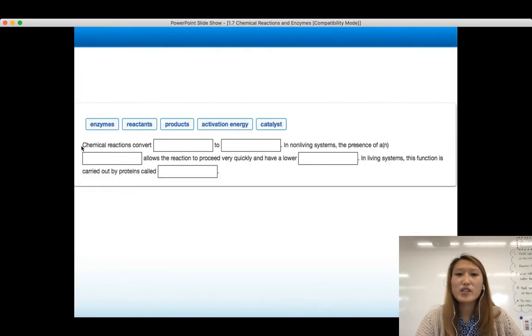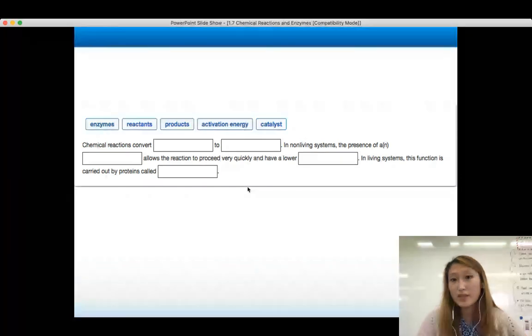You can look at some questions now. Chemical reactions convert what to what? Think about it, can you answer that? In a non-living system, the presence of a what allows a reaction to proceed very quickly and have a lower what? Yeah, all right, if you are able to answer these questions, that's a good sign.